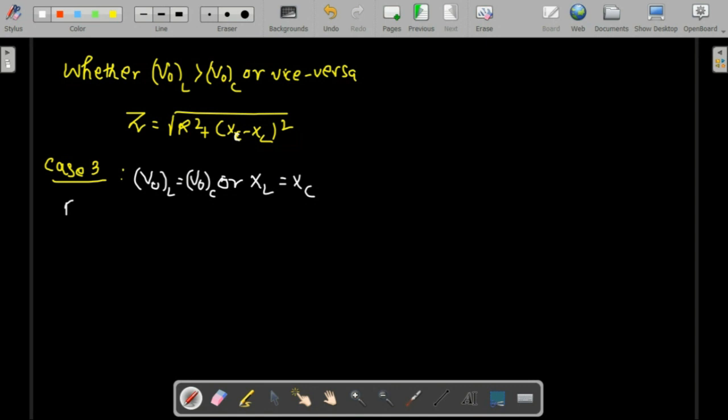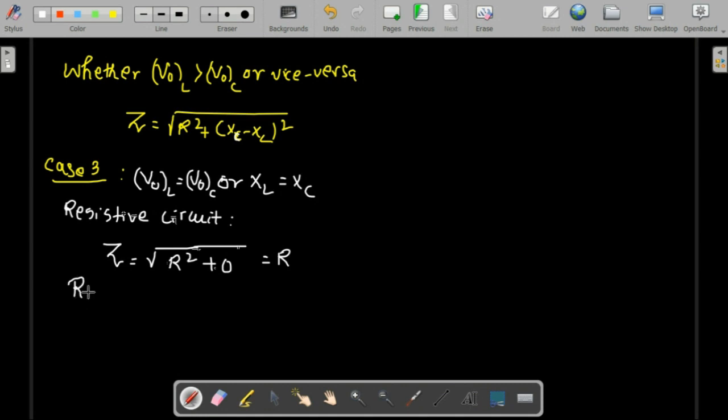It will be a resistive circuit. Remember, XL and XC are not zero; they're equal. So that means Z will be equal to root over of R square plus 0, which is equal to R. So this will become a resistive circuit. When this becomes a resistive circuit, this is actually called the resonant condition.